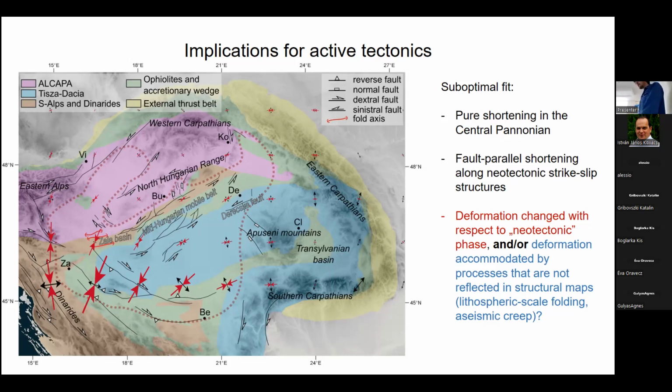I mean, first, I think Laci proposed at the end of Eszter's talk, maybe the deformation that caused these structures is simply not there anymore. It changed slightly. So maybe deformation changed with respect to the neotectonic phase. So current deformation does not equal neotectonic deformation. That's the first possibility. And or deformation is accommodated by processes that are not reflected in these structural maps. Okay, maybe lithospheric-scale folding, aseismic creep, something that we don't see that are not part of this map, but they are there. We just have to quantify it somehow and understand how it works.